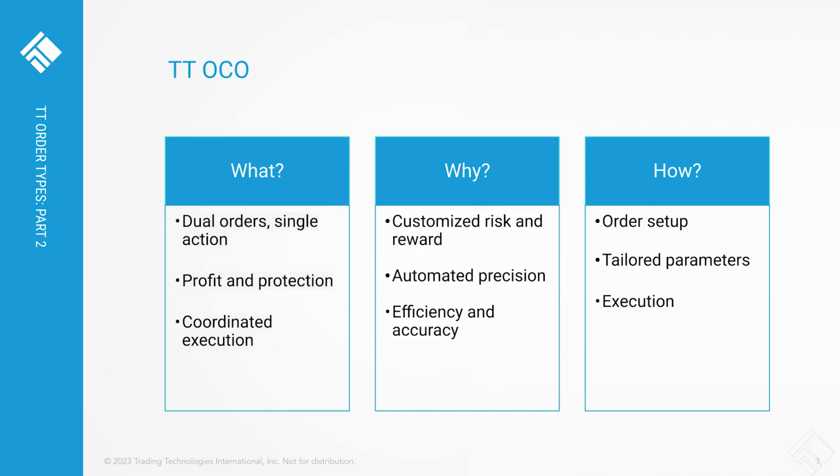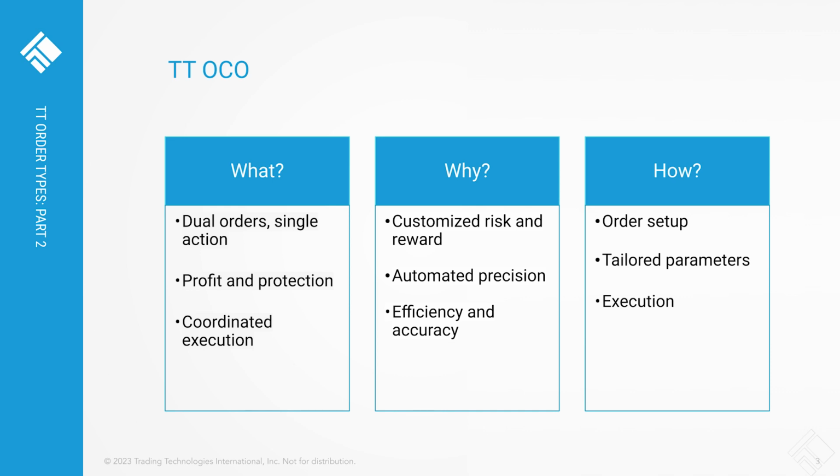A TT-OCO submits a profit order and a stop protective order by combining limit and stop order types. If you are buying, the limit order, which is the profit order, is submitted at a low target price, and the stop order, which is the protective order, is placed at a higher price. And it's the opposite if you are selling. The limit order is placed at a high price target, and then the stop order is placed at a lower price. Both orders are placed on the same side of the market.